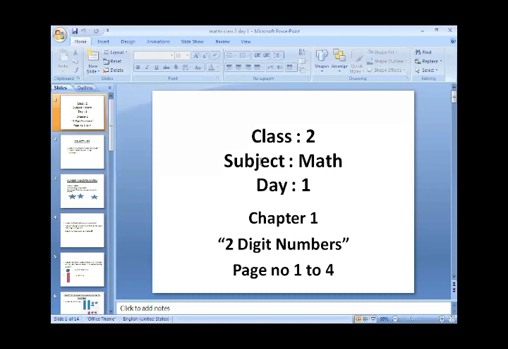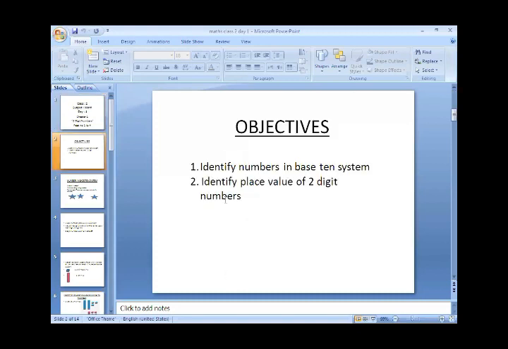Now I am going to start from chapter number 1, that is two-digit numbers. Today I am teaching from page number 1 to 4. Today you are going to learn how to identify numbers in the base 10 system and how to identify the place value of a two-digit number.